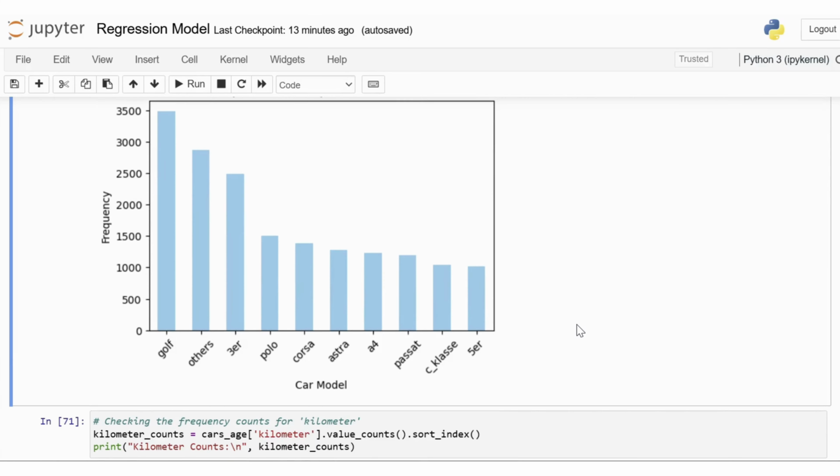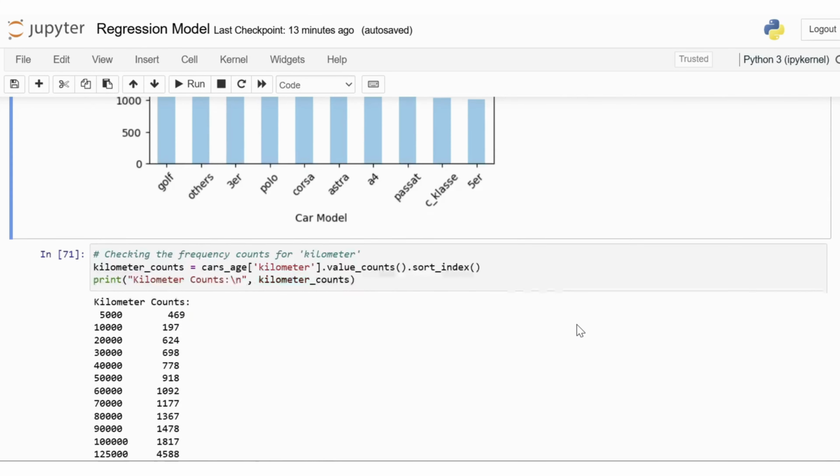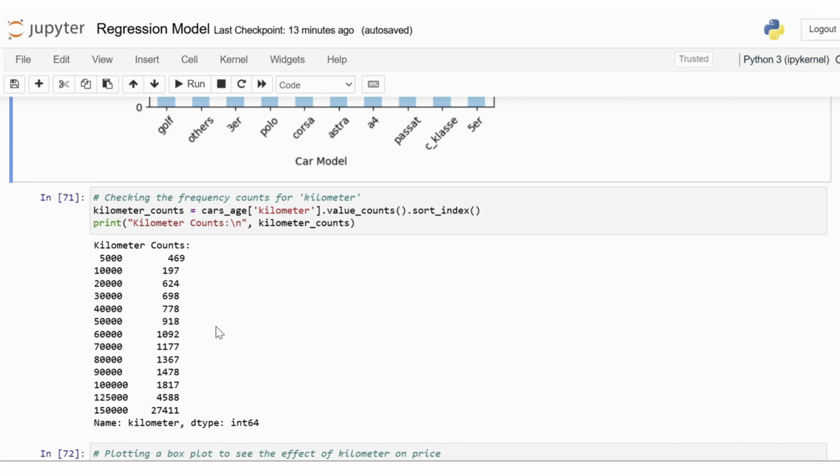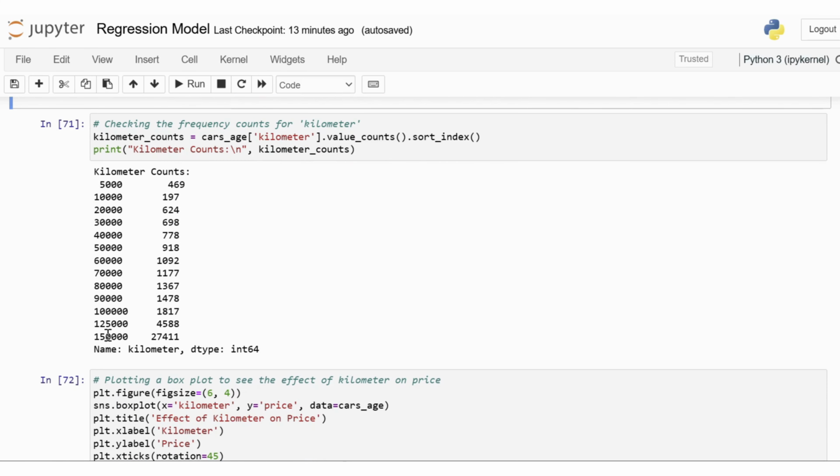Next, let's explore the kilometer variable to see how it influences the price. We'll start by checking the frequency counts. The majority of the cars, 27411 to be exact, have been driven for 150,000 kilometers. This suggests that many cars reach this mileage before being sold or listed. Other common mileages include 100,000 kilometers and 125,000 kilometers, with 1817 and 4,588 cars respectively.